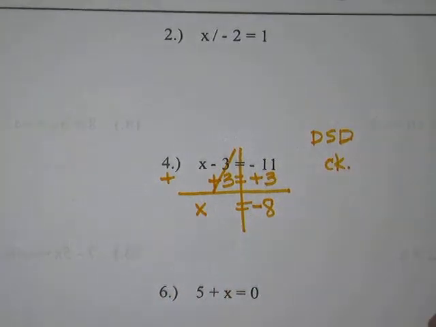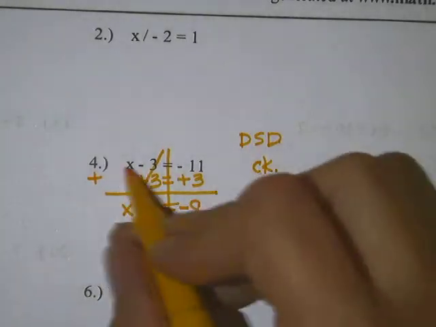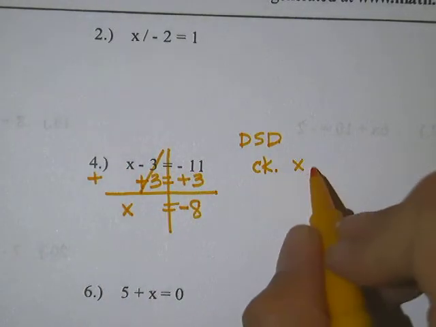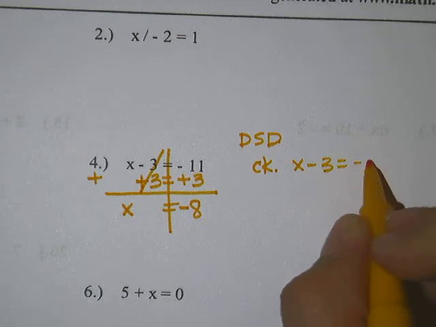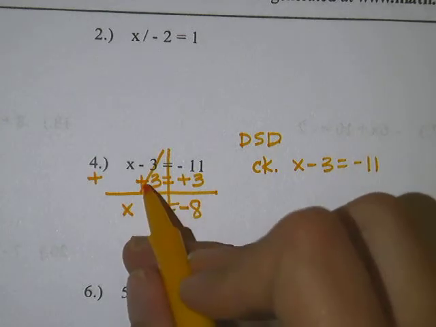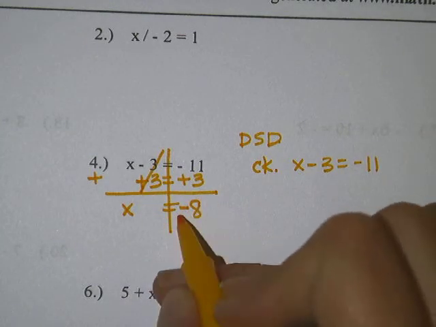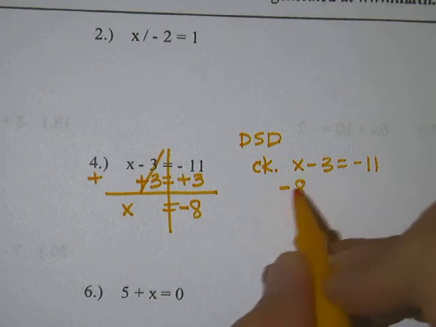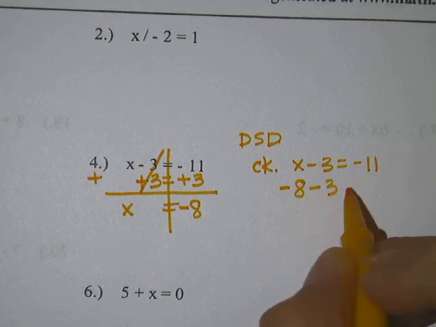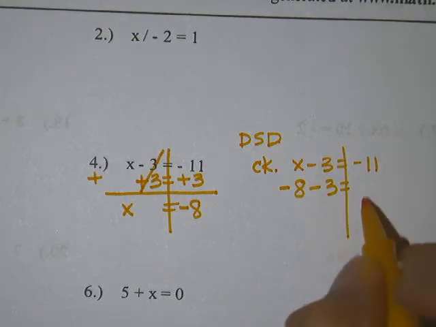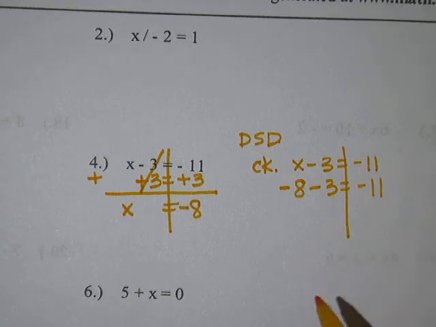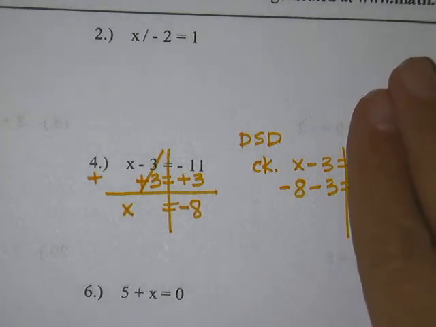Now I'm going to check it. To check, I'm going to scoot to the side, rewrite the original equation. X minus 3 equals negative 11. And instead of writing an x, I'm going to write my answer of negative 8. That's negative 8. The minus 3 stays the same. My equal sign stays the same, and so does my negative 11.